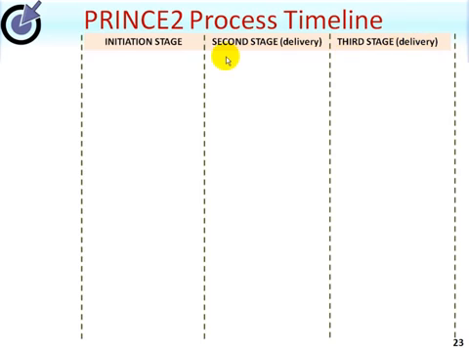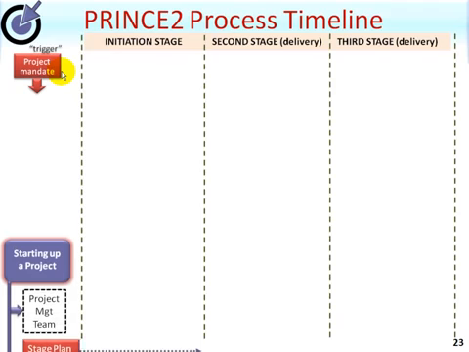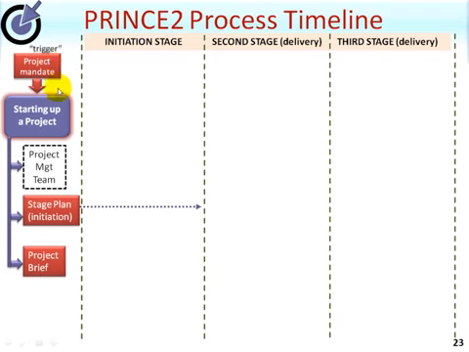delivery stage. So the first thing that happens is we need a trigger to kick PRINCE2 into life, if you will. And this is called the project mandate. It's issued by corporate management or program management if the project happens to form part of a program. And this triggers the first process, which is starting up a project.